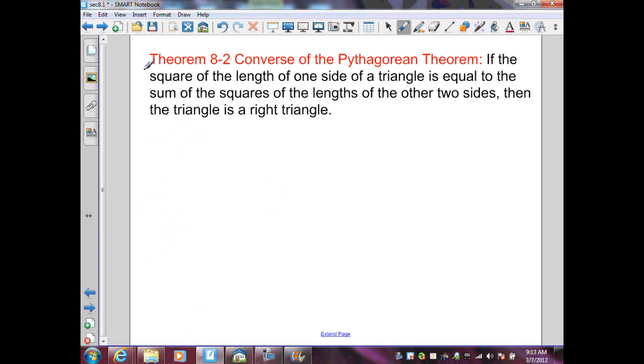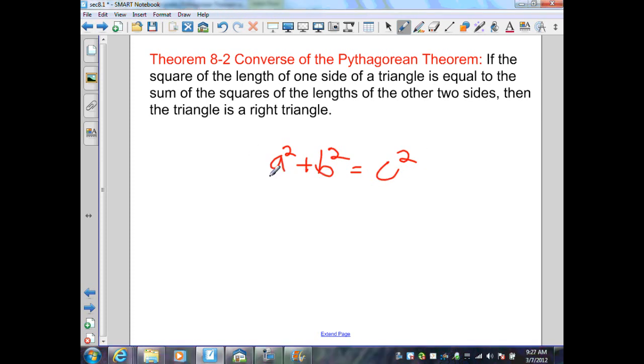Theorem 8.2, the converse of the Pythagorean theorem. Remember, if we have an if-then statement, if P then Q, the converse is if Q then P. So that's what we're going to do from the Pythagorean theorem, is use the converse. If the square of the length of one of the sides of a triangle is equal to the sum of the squares of the lengths of the other two sides of the triangle, then the triangle is a right triangle. In other words, if I know that a squared plus b squared equals c squared, then I know that I have a right triangle.